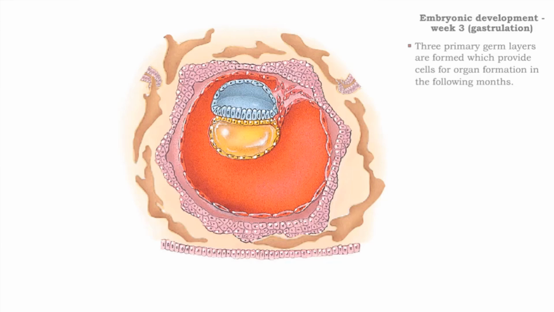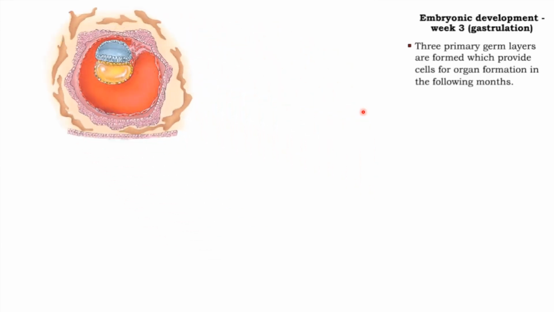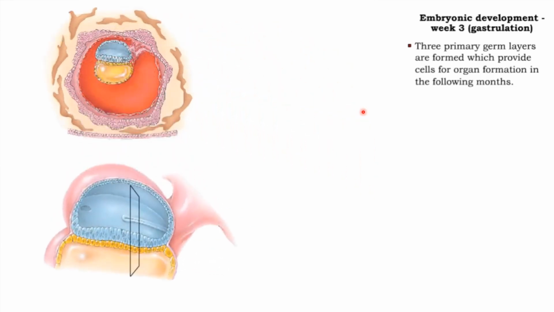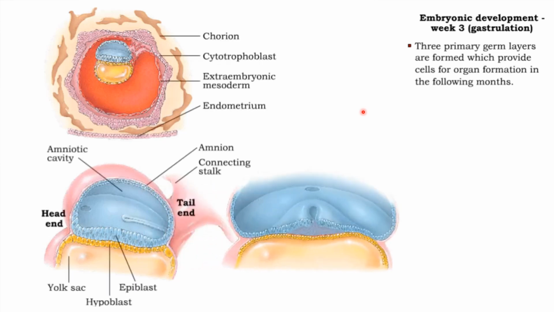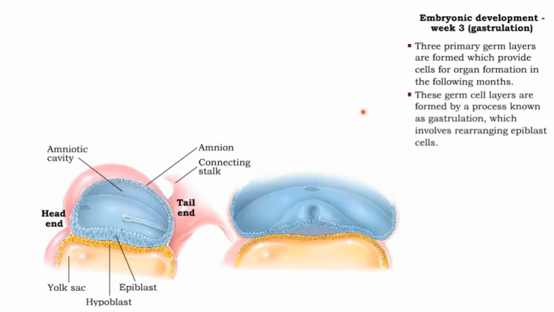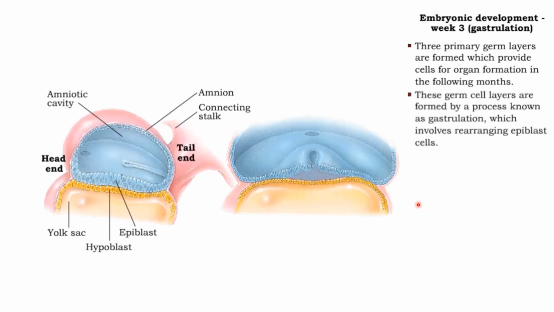So there are three primary germ cell layers that are formed, which provide cells for organ formation in the following months. So this is a summary, you have to pay attention. During the third week after fertilization, the 3 primary germ layers are formed, which provide cells for organ formation in the following months. These germ cell layers are formed by a process known as gastrulation, which involves rearranging epiblast cells.